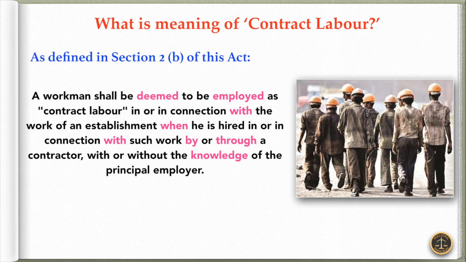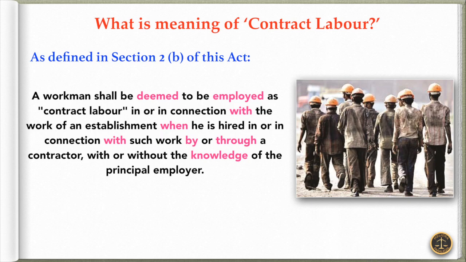Likewise, contract laborers can be distinguished from direct workers in terms of the employee-employer relationship and also the method of payment of wages. In gist, the contract labor doesn't have any direct relationship with the principal employer.